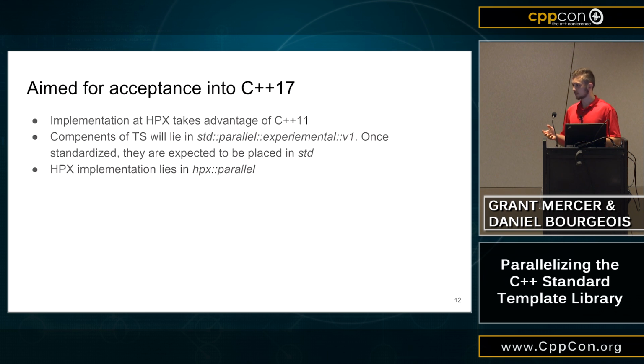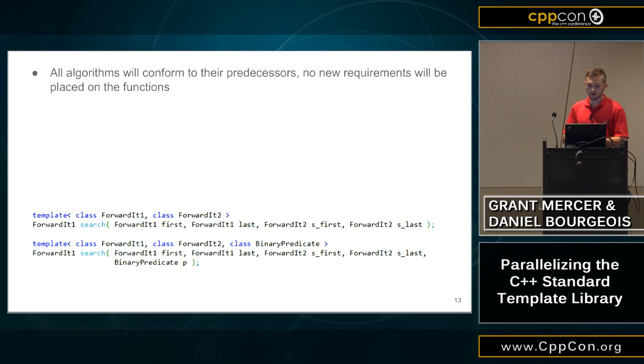The components of the specification right now will lie in this standard parallel experimental v1, which is a mouthful. But once standardized, they'll be expected to be placed in standard just as the current STL is. Our implementation in HPX uses the HPX parallel namespace. Now, all these algorithms inside of this new proposed document will conform to their predecessors. So any iterator requirements and return types of the current STL will remain the same. We're not going to impose any new restrictions on these algorithms.